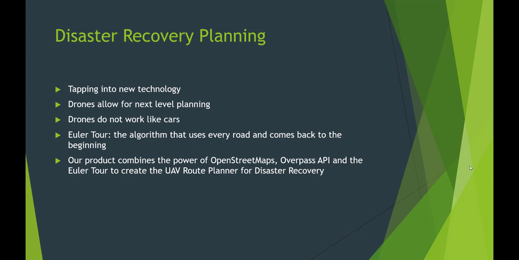This is where our product comes in. Our product uses what's called the Euler Tour. The Euler Tour is an algorithm that uses every road and comes back to the beginning. Our product combines the power of OpenStreetMap, Overpass API, and the Euler Tour to create the UAV route planner for disaster recovery. We call it the Neighborhood Street Route Planner. Here are some examples of our product in action.